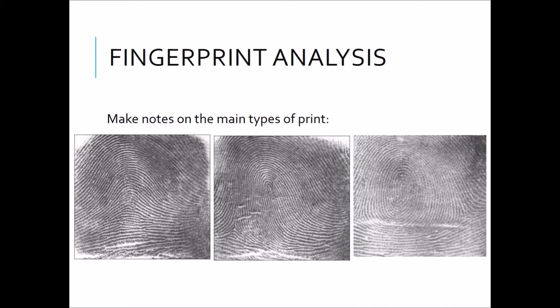Usually 60-70% of fingerprints are loops, and usually they only have one delta. So for example there you can see that's a delta, that triangular shape. So you've got a line there, a line there, and a line there. Can you see? Those 3 ridges make up a delta.